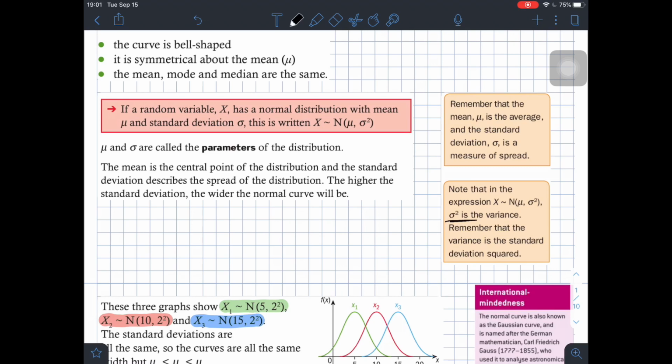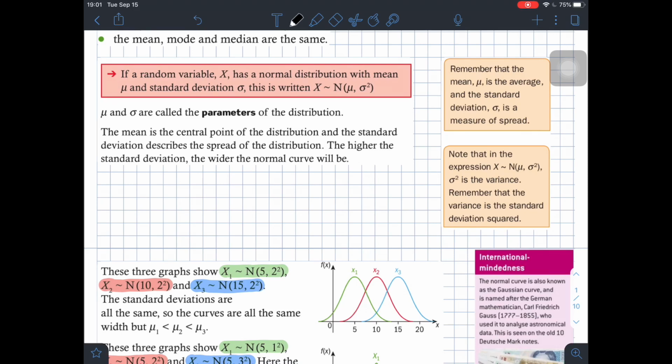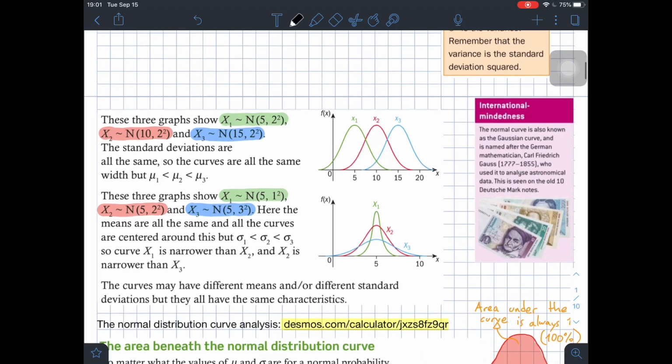Sigma squared is the variance. Remember that the variance is the standard deviation squared. Okay, so that's just for you to remember. And it says, mu and sigma are called the parameters of the distribution. The mean is the central point of the distribution, and the standard deviation describes the spread of the distribution. The higher the standard deviation, the wider the normal curve will be. We're going to see this in the following example right here.